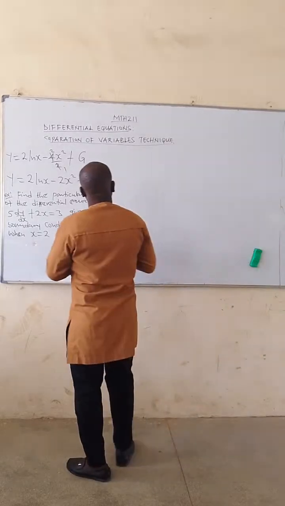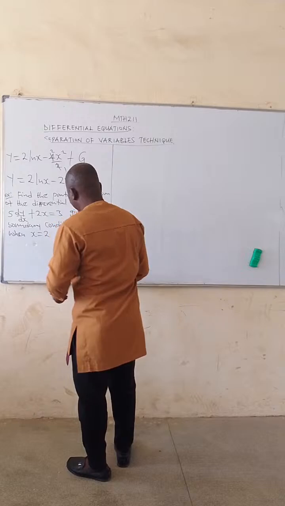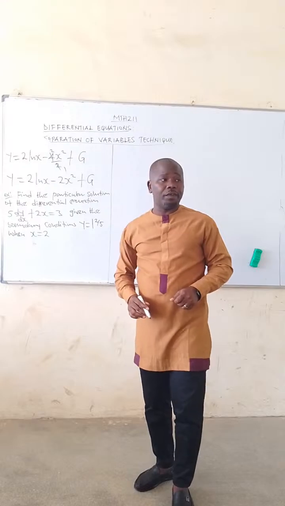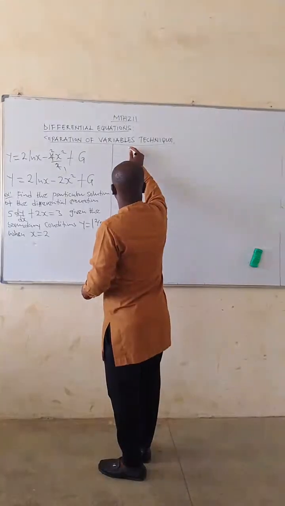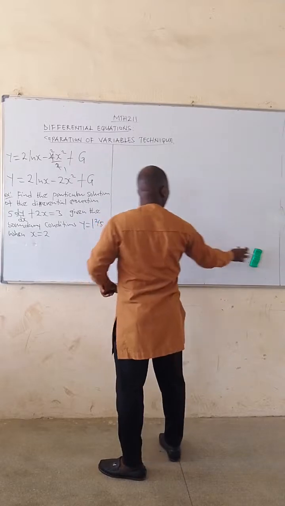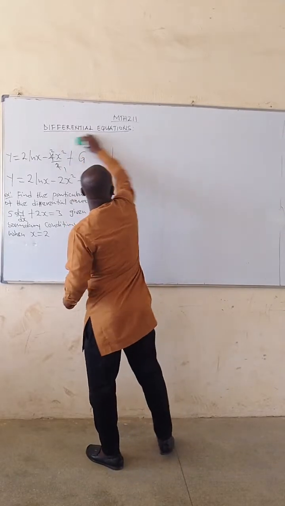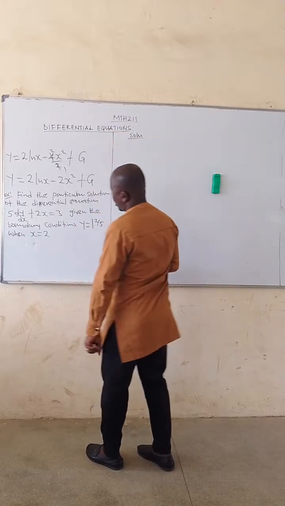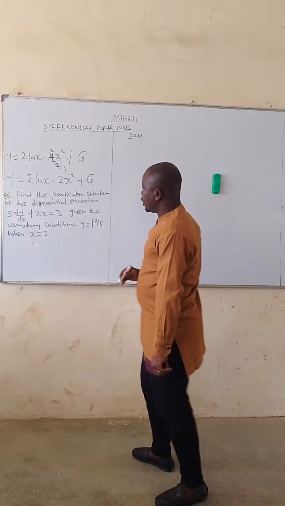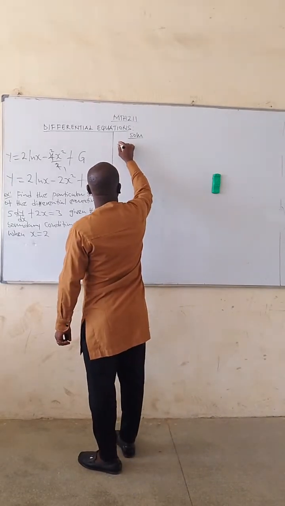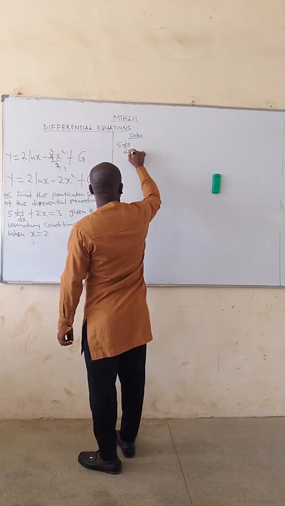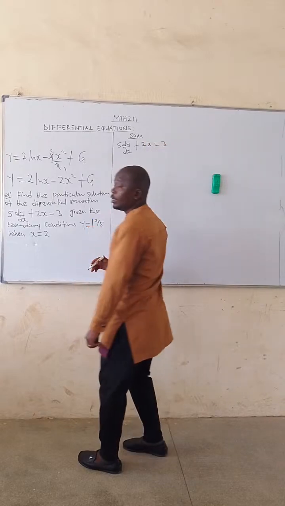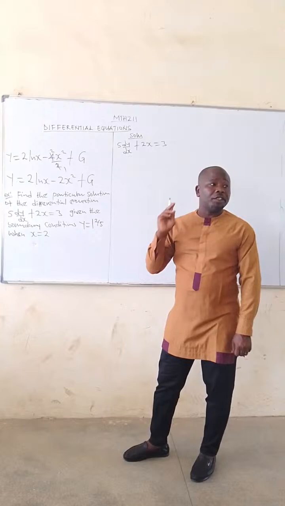Okay, let us look at this. Then we consider integrating factors. Let's write the solution. Our differential equation is 5 dy all over dx plus 2x equals 3. Right, we are solving it together.